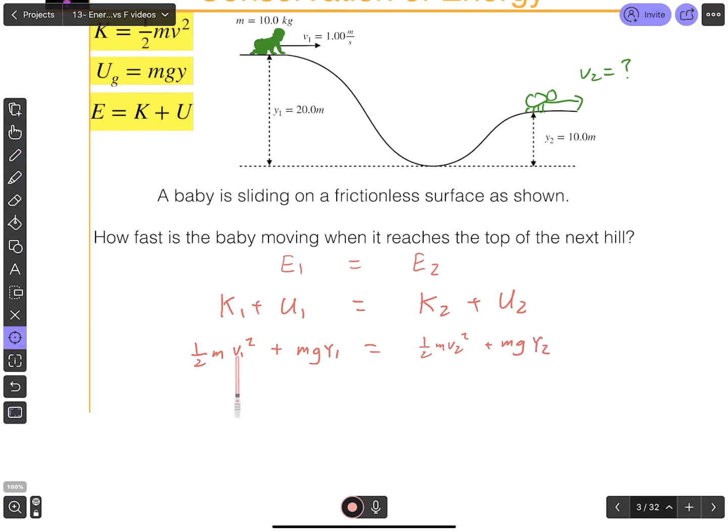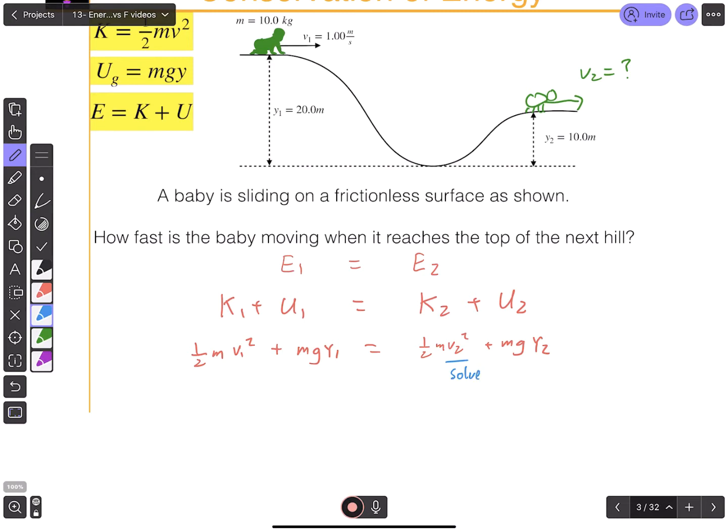Here we have the total energy of the baby at the very beginning. It has an initial speed and initial potential energy, and at the end it has a new speed and a new potential energy. You notice that here it has more potential energy. So when it gets to here, some of that potential energy will be converted to kinetic energy, so it will be moving faster here than it is here. All we need to do is solve for v2.